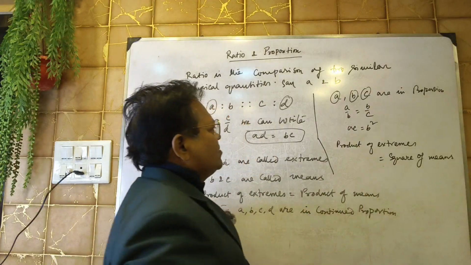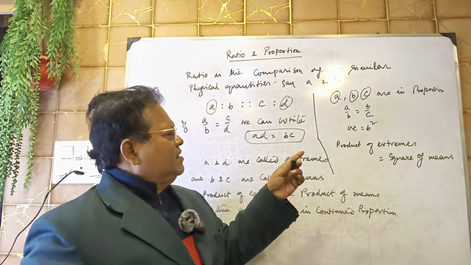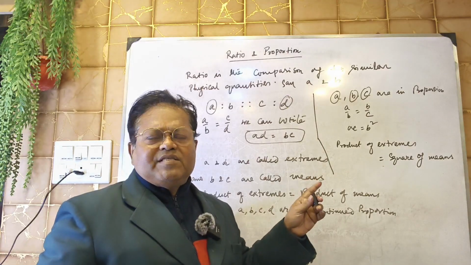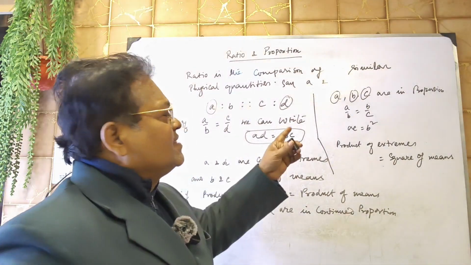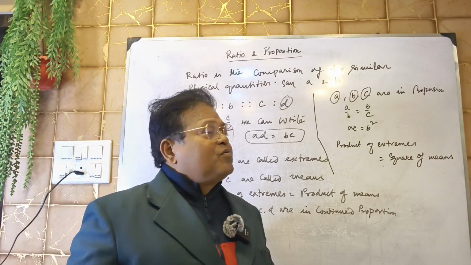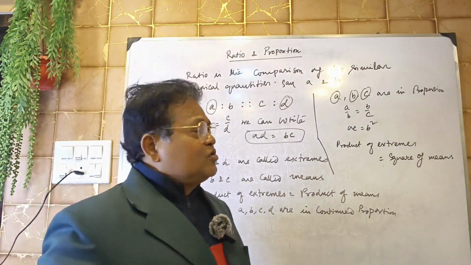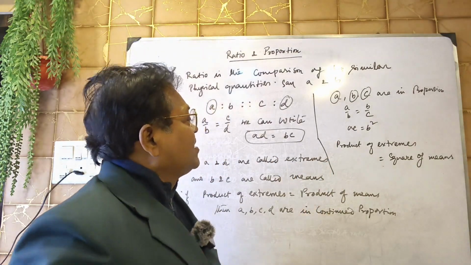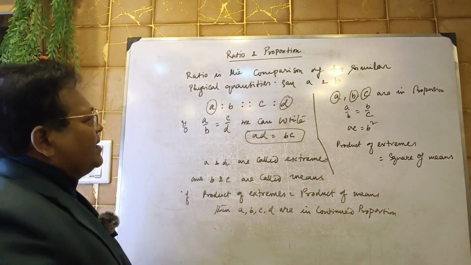So you can see here, when three numbers are in proportion, then the product of extremes is equal to the square of the mean. This is the continued proportion of three quantities A, B and C. Suppose three are in continued proportion, where A is the first proportion, B is the second proportion and C is the third proportion.